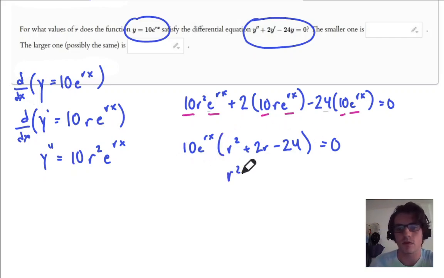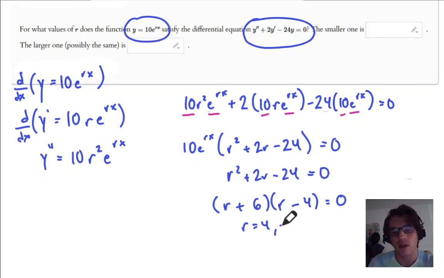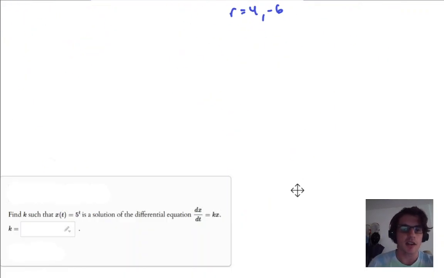So just think about this. Factoring this, we all have our own methods of doing this. r and r, positive and negative, plus and minus. Difference of 2, 6 and 4 to get 24. So minus 4 plus 6 to make this positive. So r equals 4 and negative 6. The smaller one is negative 6, the larger one is 4.